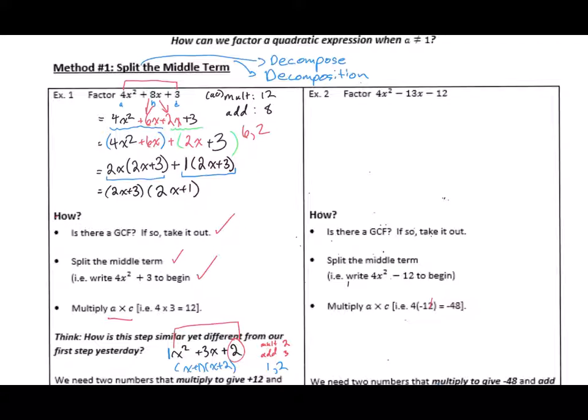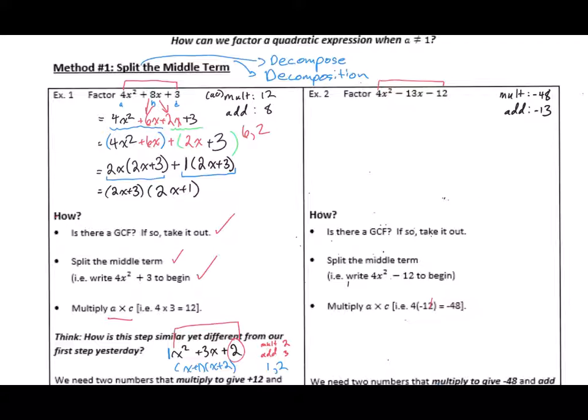For this next problem, we have 4x squared minus 13x minus 12. In order to do this, we need to take the multiplication of the two terms in front and in back. So we have the multiplication of 4 and negative 12, and that gives us negative 48. And we must add to the middle term. The middle term is negative 13.